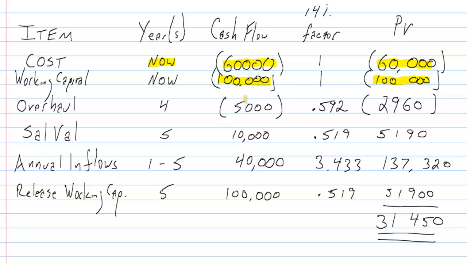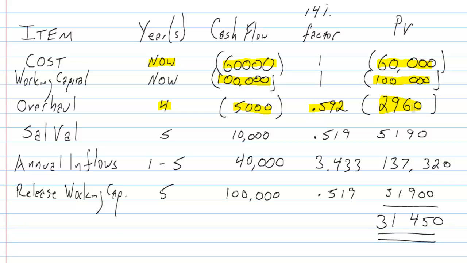Additionally, we know that 4 years from now, we're going to have to spend $5,000 to overhaul this machine. This $5,000 4 years from now has a present value that's much less than that. If we use a present value table, we can see that the present value factor 4 years from now at 14% is 0.592. So if we multiply the 14% factor times the 5,000, we get a present value of $2,960.